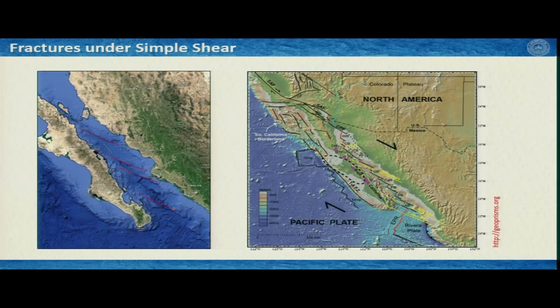You can see here these little fabrics, and these are apparently your low angle Riedel shear fractures. Here is a map. So, this North American plate is moving in this way and the Pacific plate is moving this way, and this is tearing this. The San Andreas fault is somewhere here. So, these are all low angle Riedel shear fractures, and they are being connected to each other, and these produce a lot of earthquakes.